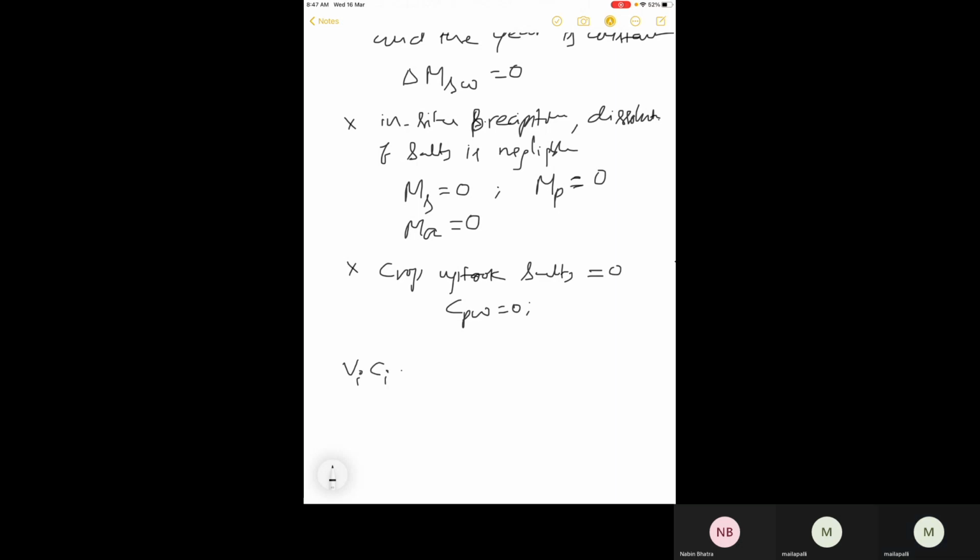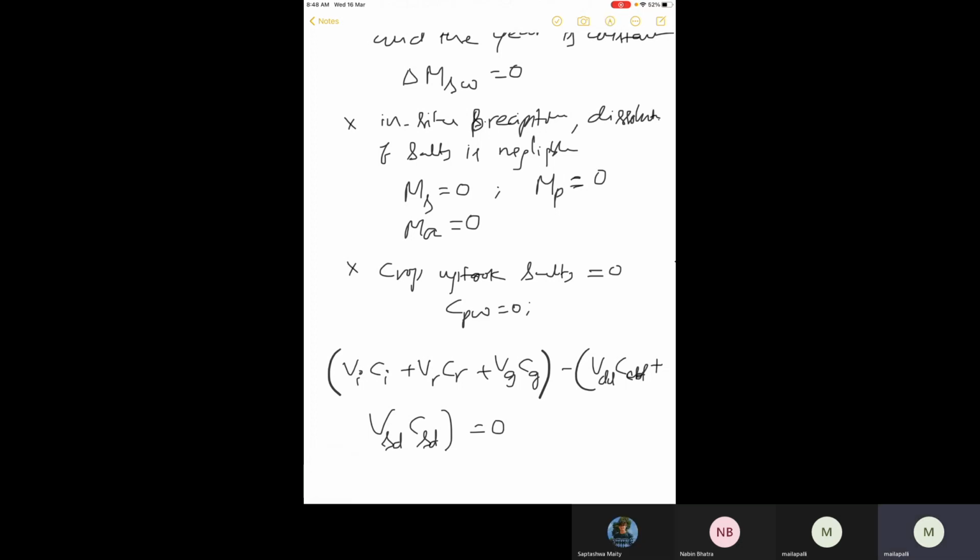VICI plus VRCR plus VGCG, minus VDDCDD plus VSDCSD, is equal to zero. Because once you substitute all these things back into the conservation of mass equation, then you get a zero here.